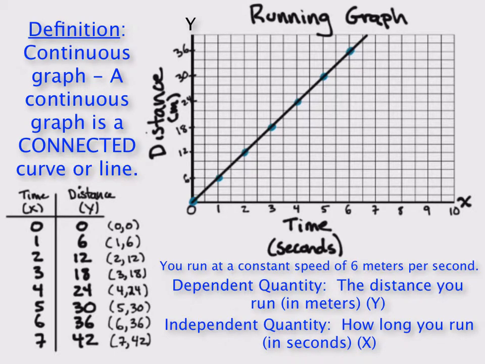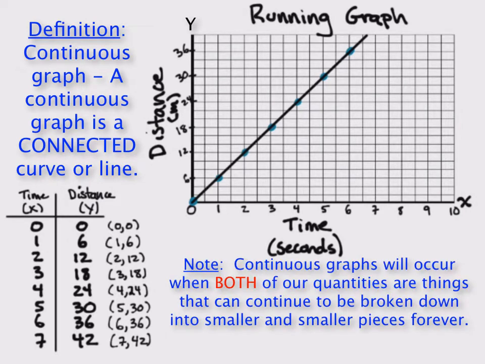The big distinction here is that it's just connected. It doesn't mean continuing on forever and ever. Continuous just means connected, whereas before, discrete just meant not connected.